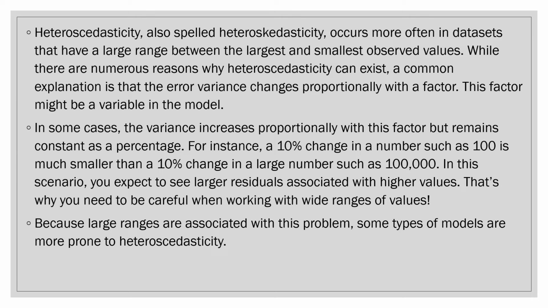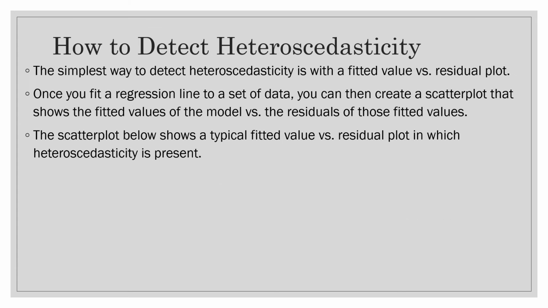Heteroscedasticity can occur in a range of values, especially when you have a larger value and a smaller value. In some cases, the variance increases proportionally with this factor, but remains constant as a percentage. Because there are large ranges associated with the problem of heteroscedasticity, some types of models are more prone to heteroscedasticity. So this is something which is very much important to understand.